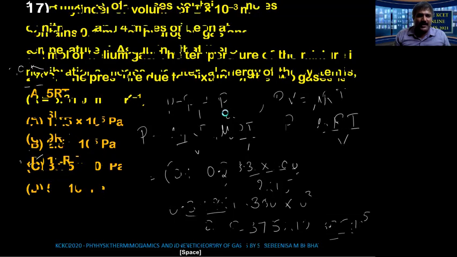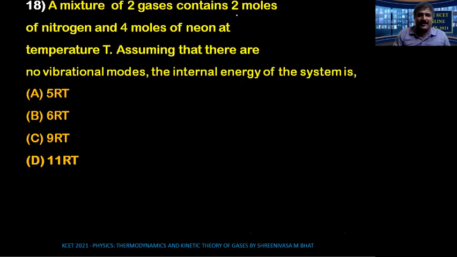Then question number 18 is like this. A mixture of two gases contains 2 moles of nitrogen and 4 moles of neon at temperature T. Assuming that there are no vibrational modes, the internal energy of the system is? Vibrational modes not being there means the energy is due to only rotational and translational modes.